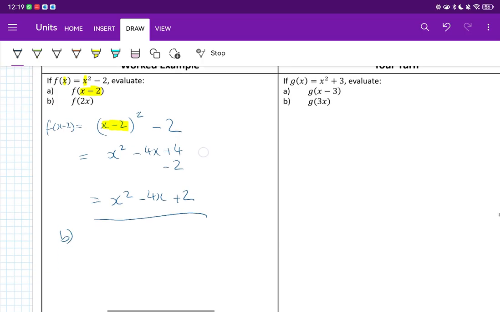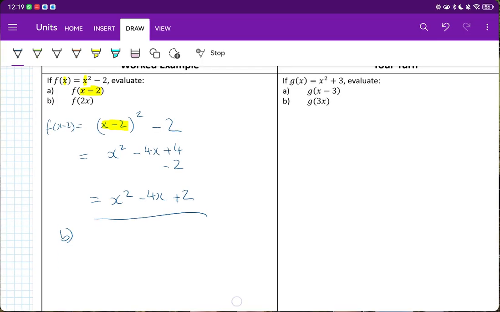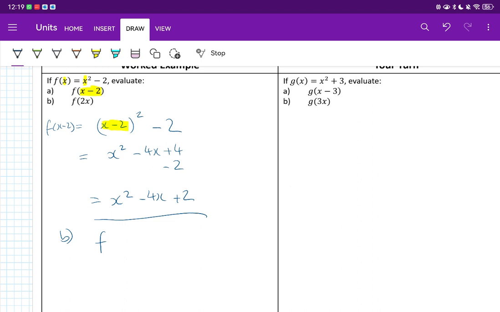B, very similar. You do f of 2x would be, take the x, and remember the hint about keeping things in brackets? It'll make sense here, because this then tells you that the 2 also needs squaring, and that doesn't really simplify further.